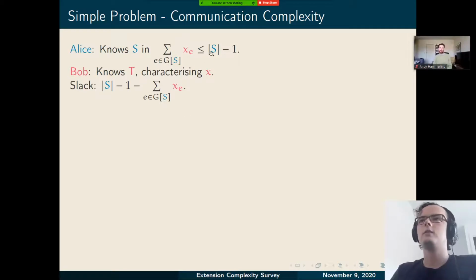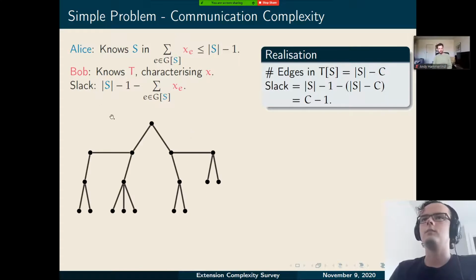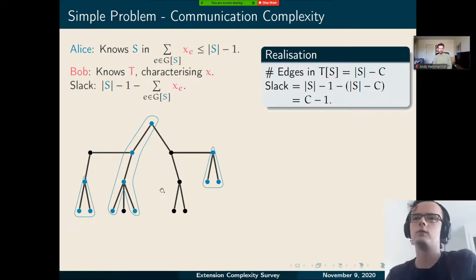So the slack is going to be the right-hand side of this constraint minus the left-hand side. So the number of vertices minus 1 minus the number of edges in the induced subgraph on S. So Bob is going to have this tree here. Then Alice is going to have some subset of vertices on this tree. And then what we want to do is look at the edges in this induced subgraph on the tree.